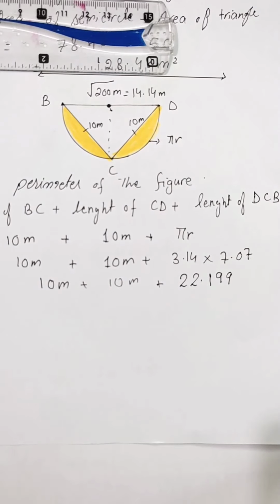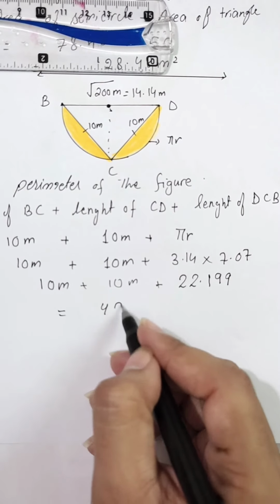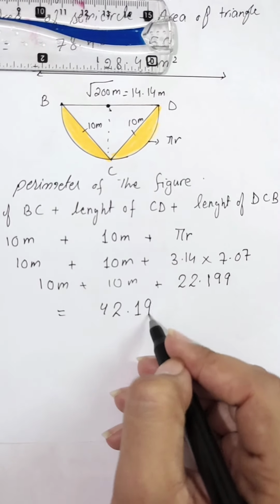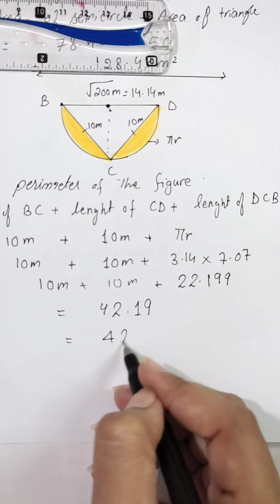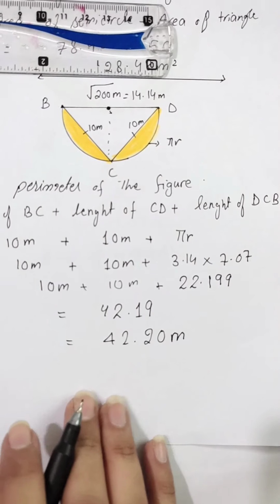Now we will sum up. So you will get all three terms, and you will get the answer 42.19, which is approximately equal to 42.20 meters, and this is the perimeter of the shape.